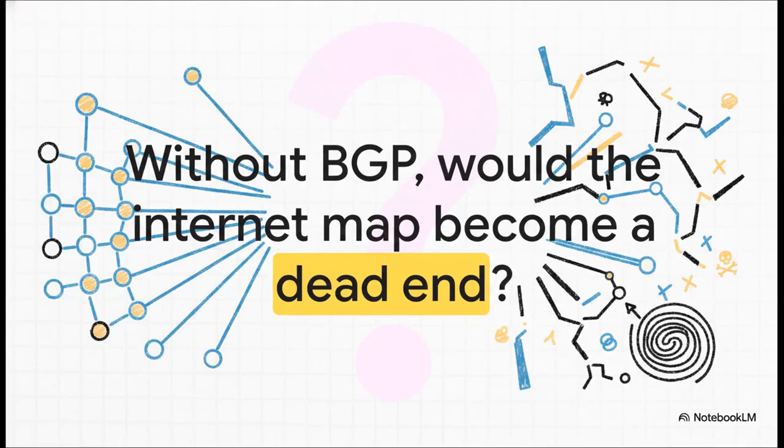Which leaves us with this final thought. We rely on the internet functioning as a single, coherent entity, but without BGP's constant automated updates, without this endless, invisible conversation between routers sharing their maps and pruning their dead links, how quickly would the internet's map become just a complete maze of dead ends? It is a brilliantly fragile system entirely held together by continuous communication.